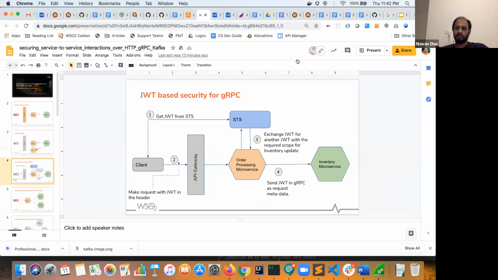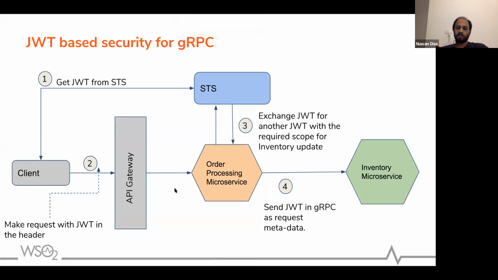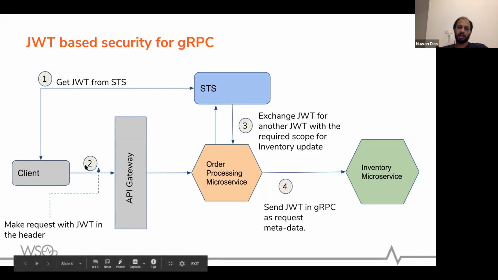There's a secondary mechanism, which is by using JWTs. Another way of ensuring this is to make sure that we use JWTs and exchange the JWTs with proper scopes. In this process, a client will get a JWT from the STS, and the client will pass this JWT to the API gateway. For simplicity's sake, I've just drawn the diagram in such a way that the JWT that is sent by the client is going all the way through to the order processing service.